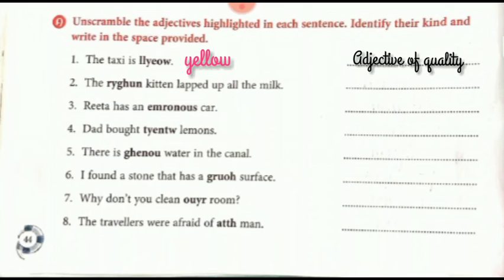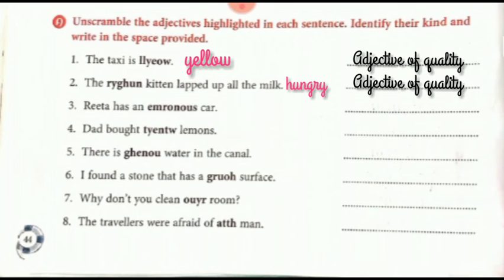Second one, the dash kitten lapped up all the milk. Could you find the word? Just give it a try. Hungry. The hungry kitten lapped up all the milk. How was the kitten? The kitten was hungry. It explains the quality of the kitten. So it is an adjective of quality.